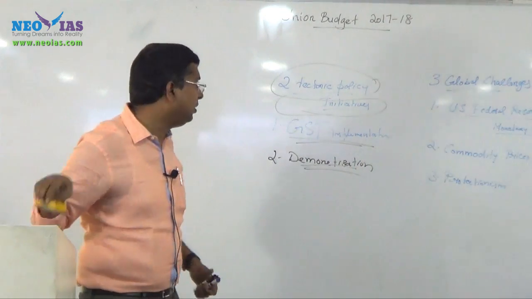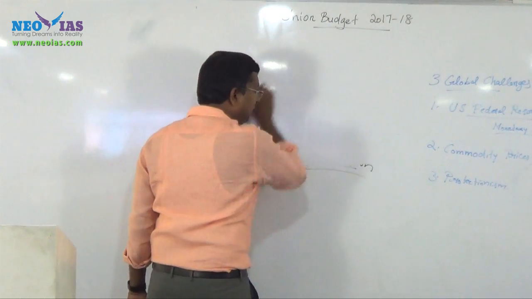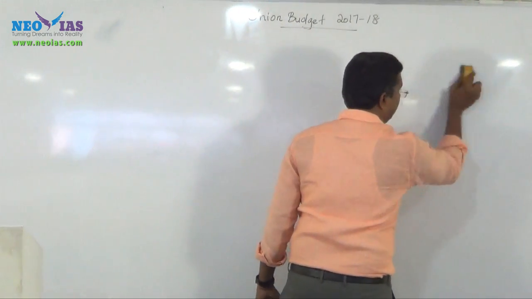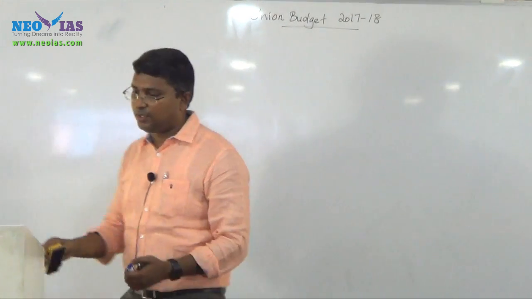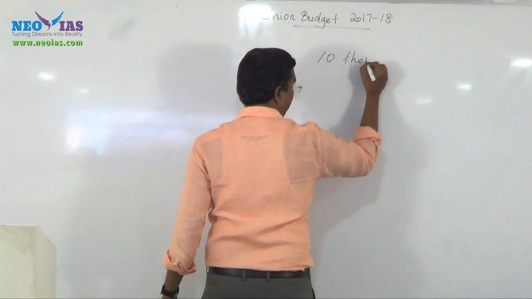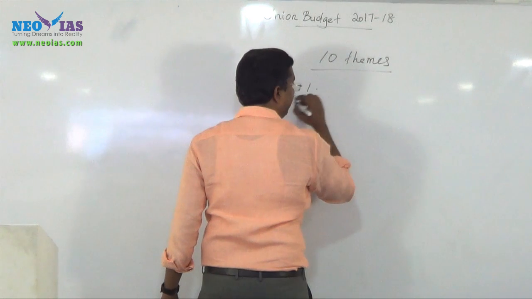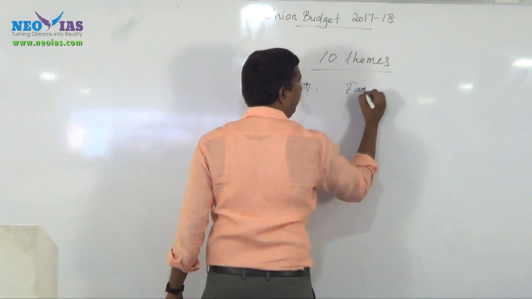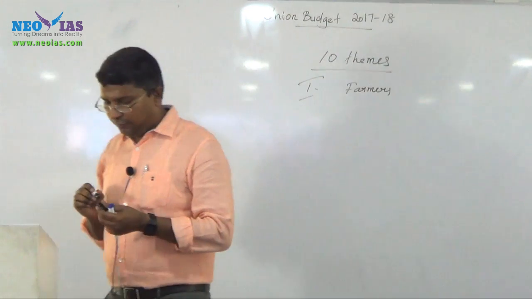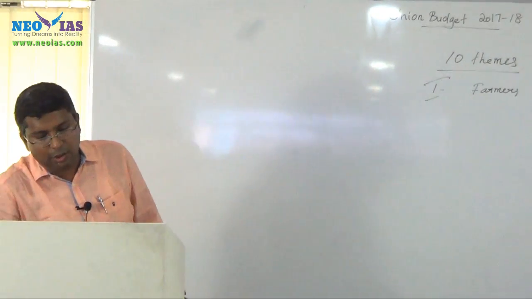Now we'll go to the major themes, the 10 themes taken by the government, broadly classified by the finance minister. Theme 1 is for farmers. First theme, for farmers. What has the government done? The major thing is in relation to giving credit.